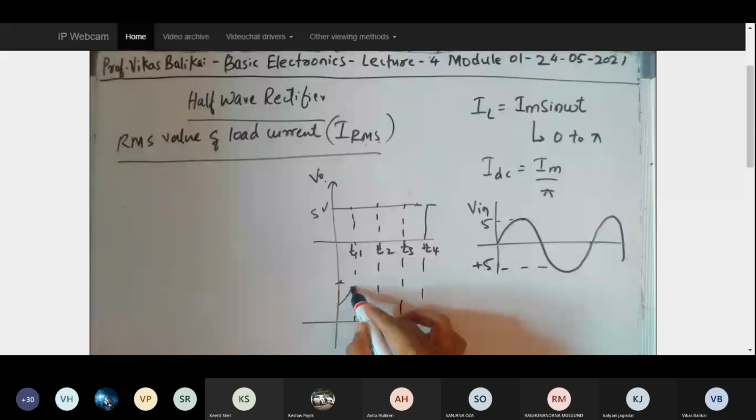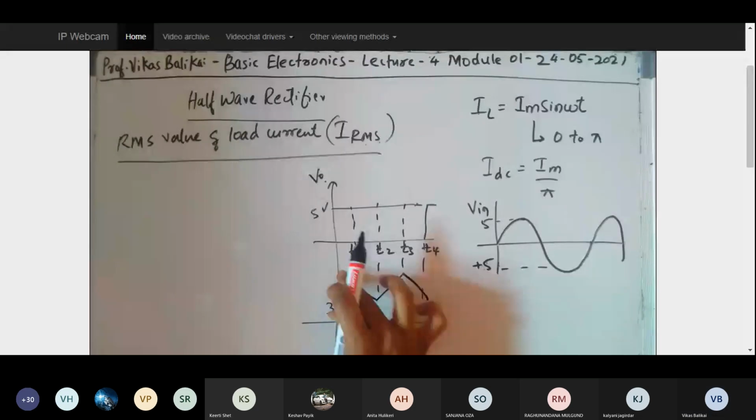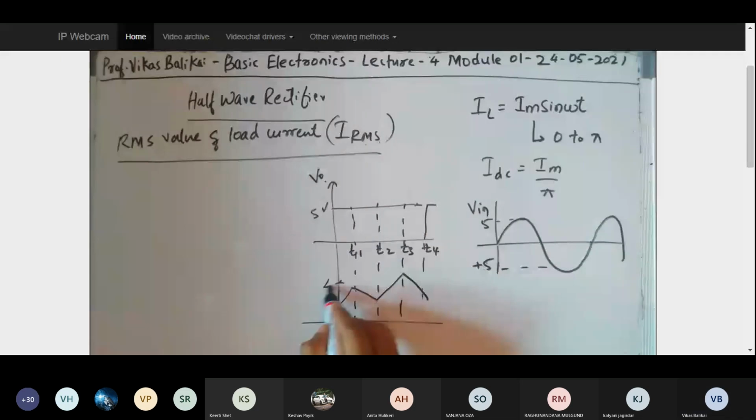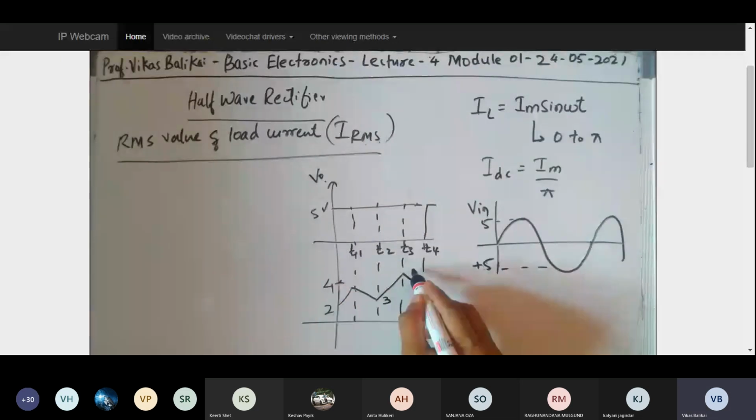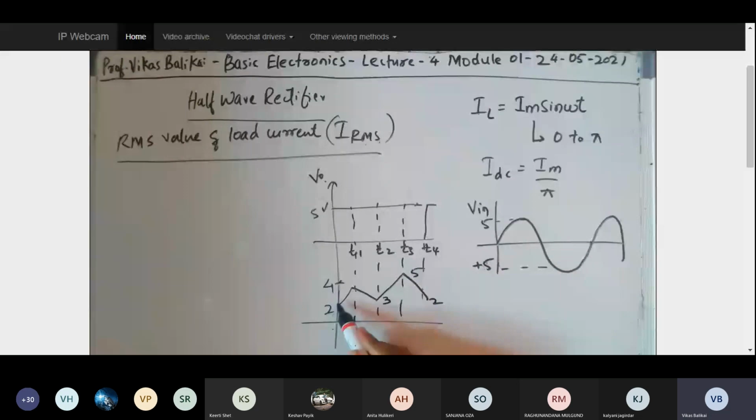3, 4, right? At the 0th time, the current is 2. At time t1, current is 4. At time t2, current is 3. At time t3, current is 5. At time t4, current is 2. Now, if I ask you to calculate the average of the currents in figure number 1 and figure number 2, you could easily calculate it.